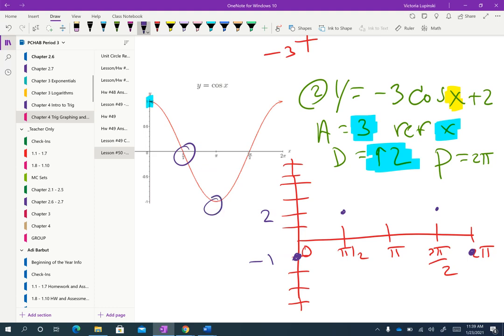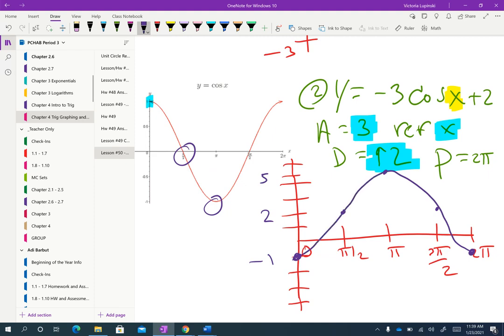Then finally, usually the minimum of the cosine wave is -1. If you multiply -1 by -3, that's going to be +3. And then if you add 2, that's going to be 5. So that is where the middle is going to be. I'm going to go ahead and connect it with a nice, smooth cosine curve.